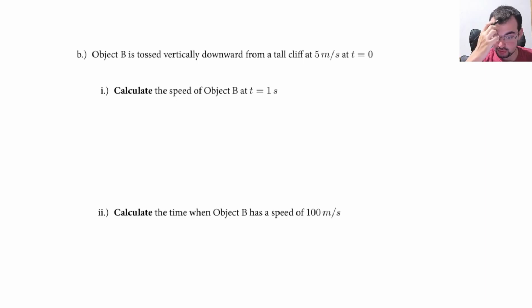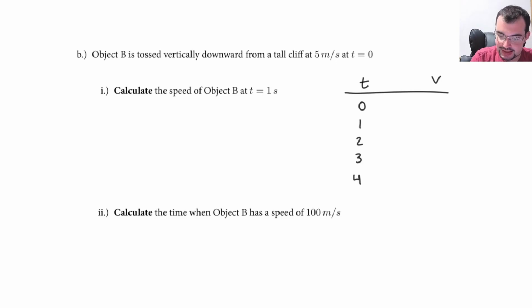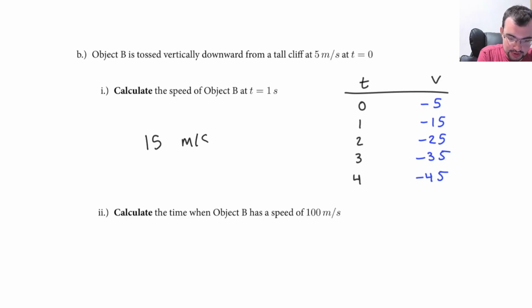Now we have a different case where I toss it downward from a tall cliff at t equals 0. So I throw it downwards at t equals 0. So this would be a speed of -5. And g doesn't care what your velocity started as. It's still going to add -10 every second, right? So notice it's still that sort of increase by 10 in the negative direction thing. We just have a different initial value or y-intercept. After 1 second, we see it is just going to be 15 meters per second. And when will it reach 100 meters per second?